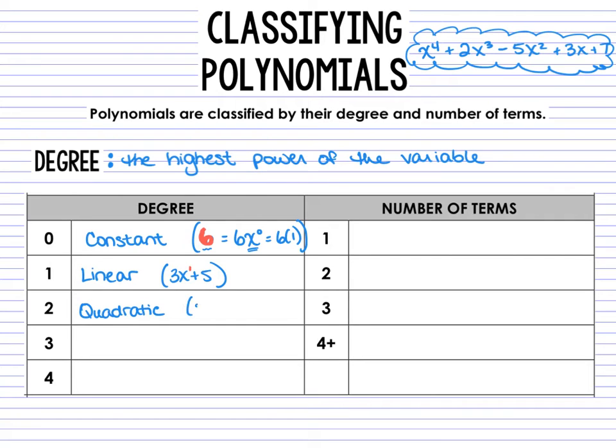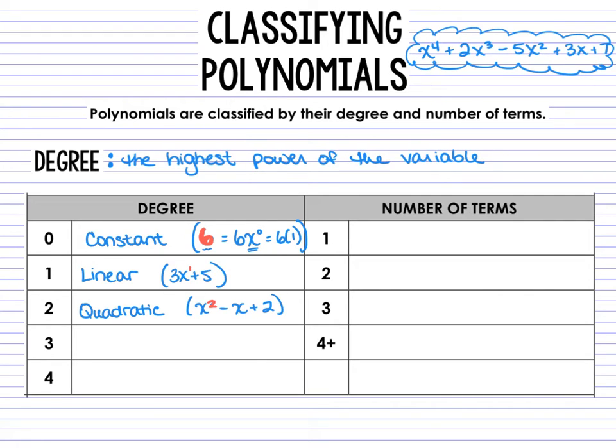An example of that could be something like x squared minus x plus 2. That is a quadratic polynomial because of this exponent of 2. That is the biggest exponent in all three terms.